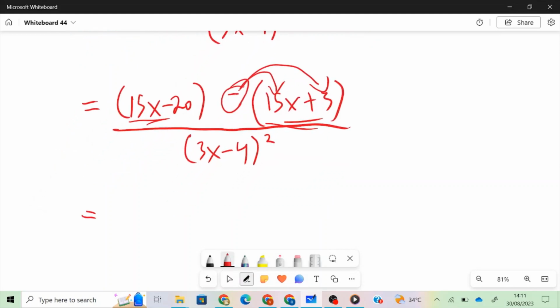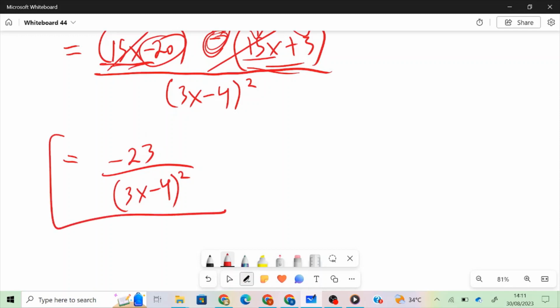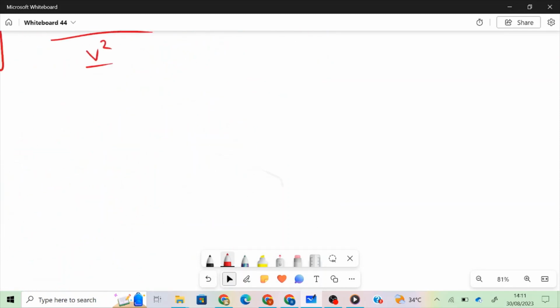So we collect our like terms. We have 15x over here minus 15x over here, so 15x minus 15x cancel out, so we don't have any x's at the top. And then we have minus 20 minus 3, that is minus 23, all over 3x minus 4 squared. And that is the final answer for that example. Right, on to the next example.